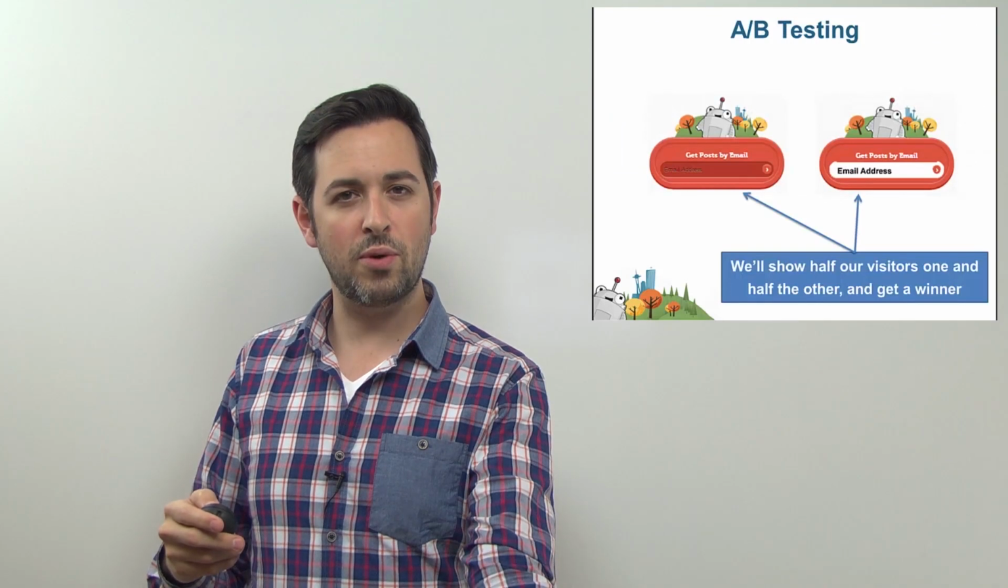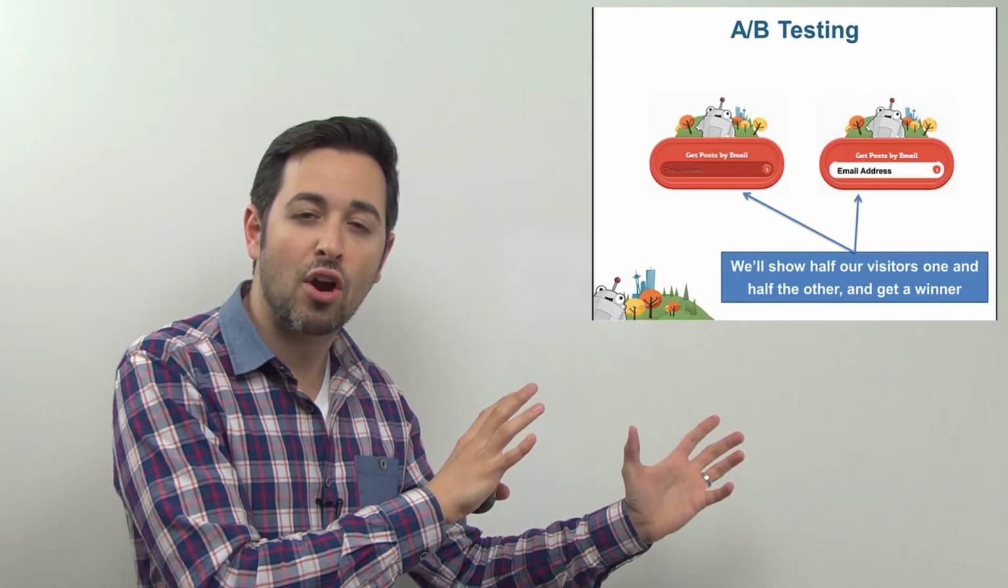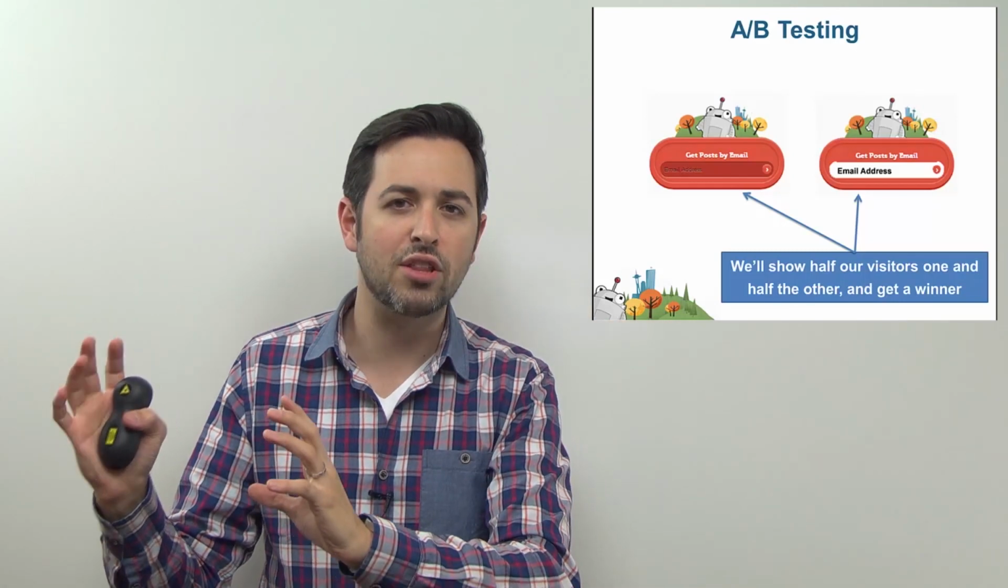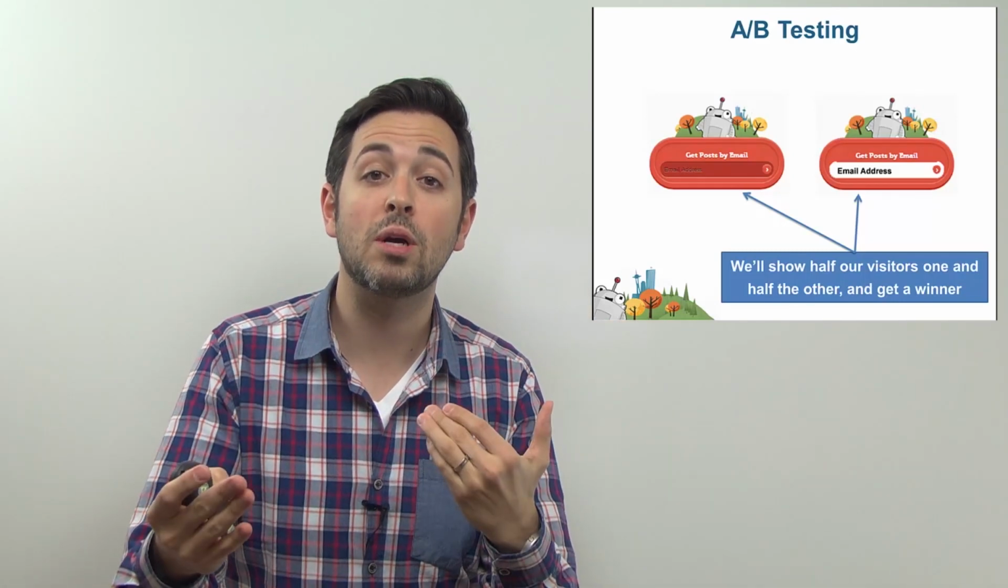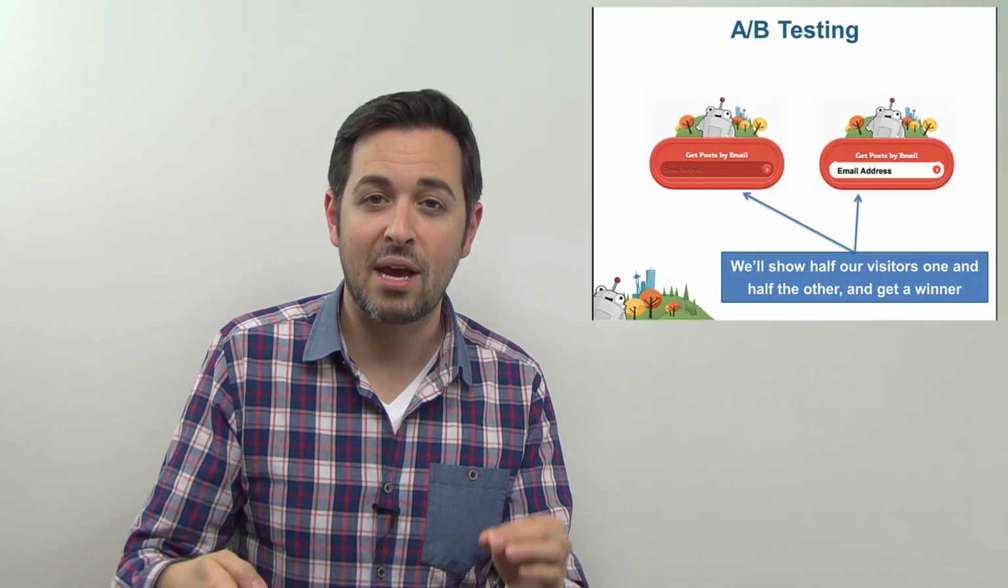Well, there's some ways to do this, right? A/B testing, where we show half of our audience one version, half of our audience the other version, and we see which one's going to work better, right? One will have a higher conversion rate than the other one. We get a winner out of that practice.